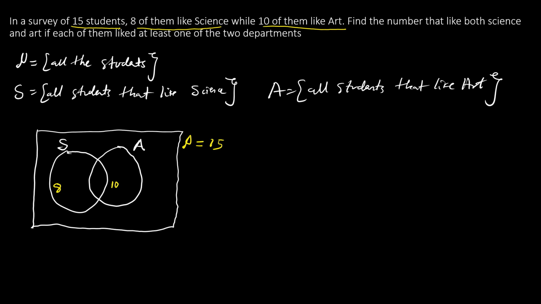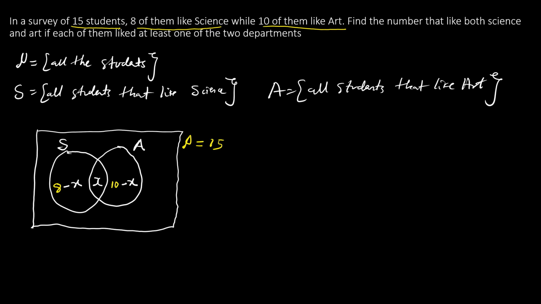Invariably, what we are saying is that out of these 8 that like science, some of them are still going to like art, and out of these 10 that like art, some of them are still going to like science. So that will be S intersection A, which is the point A. We don't know the number that liked both science and art, and that is what we are looking for. Now to get the number that liked only science, we are going to subtract x from here. And to get the number that liked only art, we are going to subtract x from here also. I hope that makes sense.